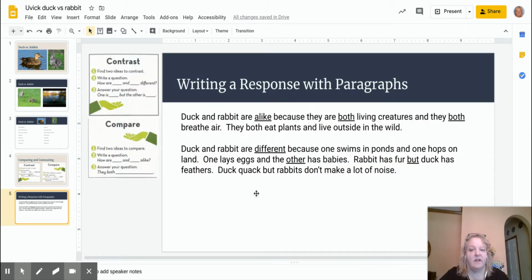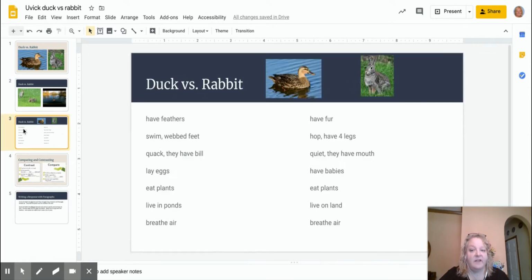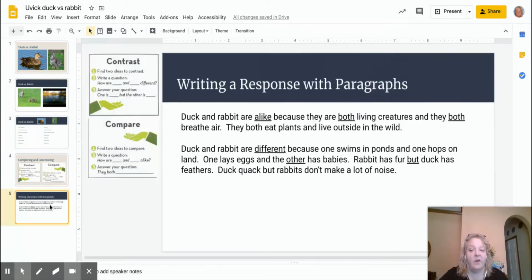So let's take a look. We can do that in a list. We can put the characteristics of each. We could also put it in a response or in 2 paragraphs. Our first paragraph talks about how those creatures are alike. The second paragraph talks about how those creatures are different. Just a reminder, when comparing and contrasting, you're usually using facts, things that are true all the time.